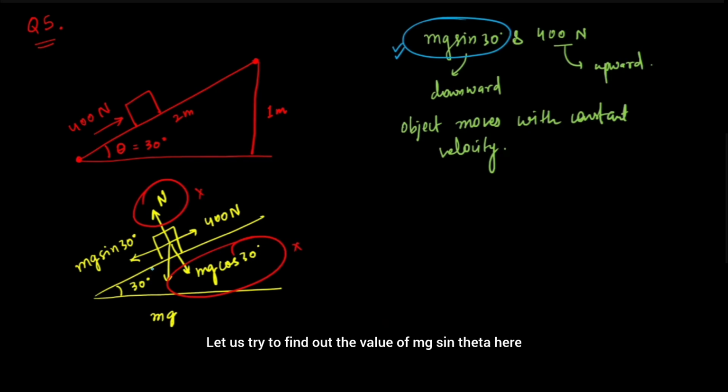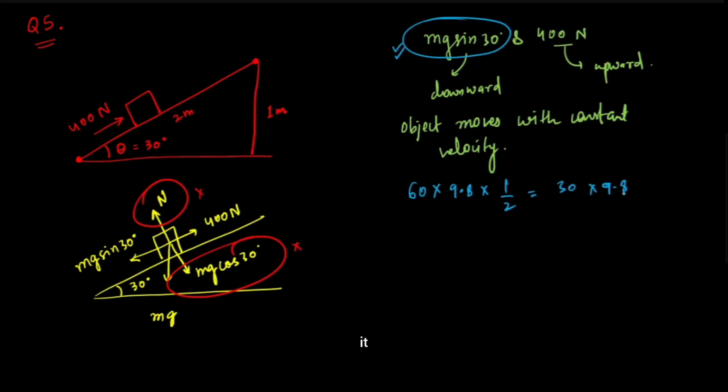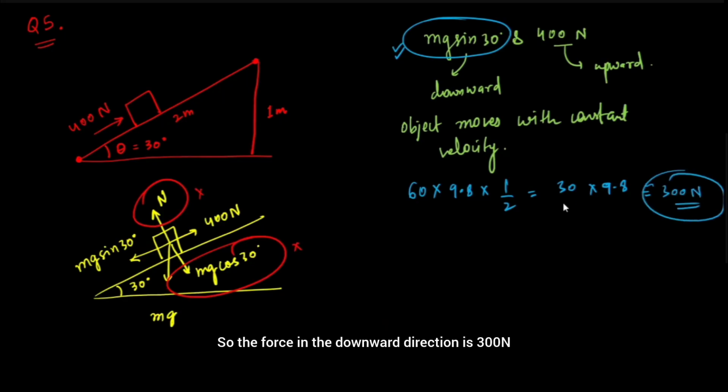Let us try to find out the value of mg sine theta here. We'll get to know more about it. So m is supposed to be 60 kg. So 60 times g, that is 9.8, times sine 30. Sine 30 is 1 by 2. So if you solve it, you'll get 30 times 9.8, which is going to be approximately 300. So the force in the downward direction is 300 newtons, and the force in the upward direction is 400 newtons.